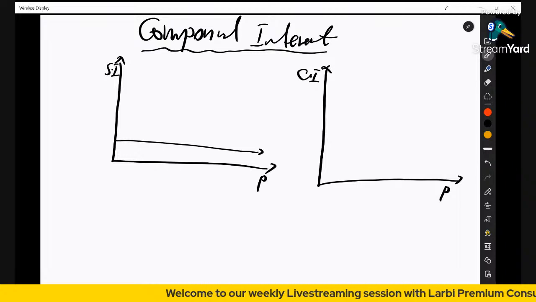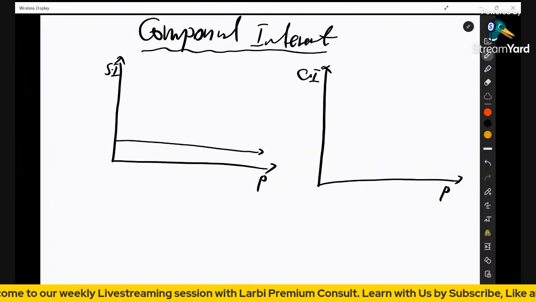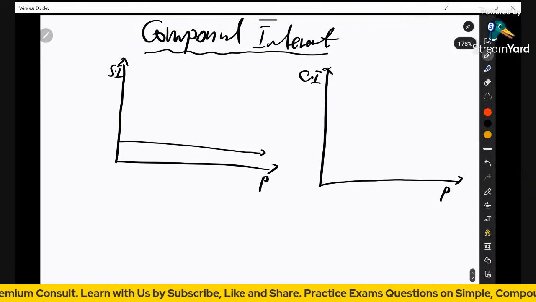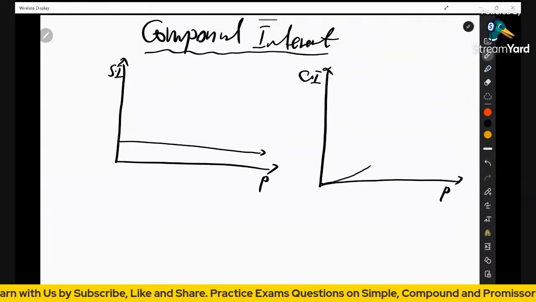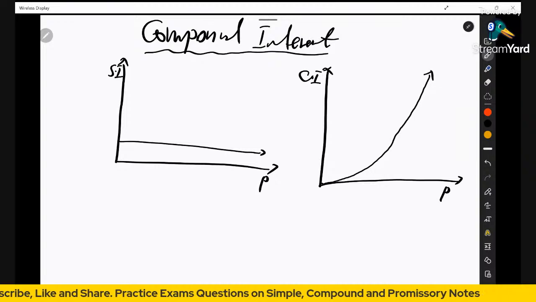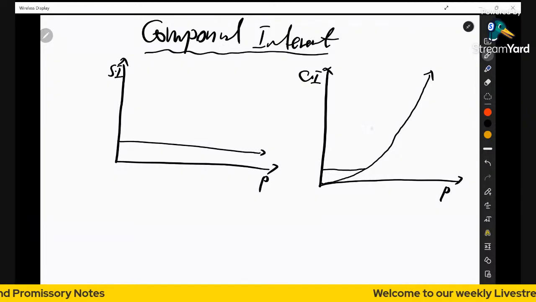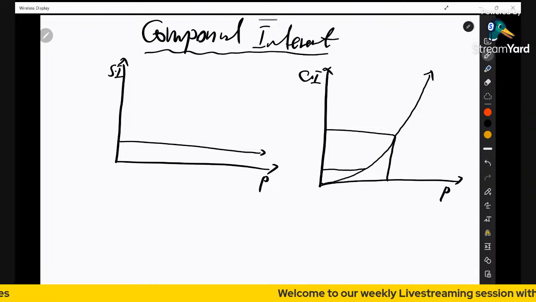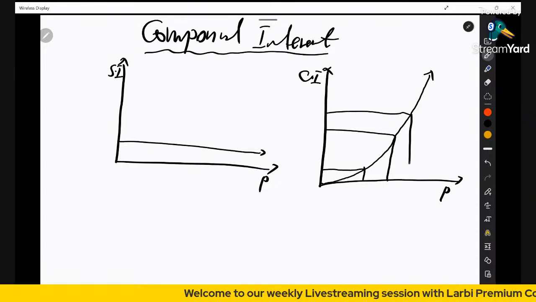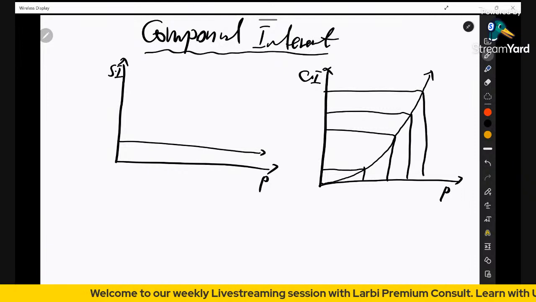It's going to be a directly proportional curve, right? That people can also call in economic terms more like a supply curve, right? So it's going to be something like this, a curve. So as and when our principal increases, our compound interest also increases in that line. So that is the idea behind compound interest.